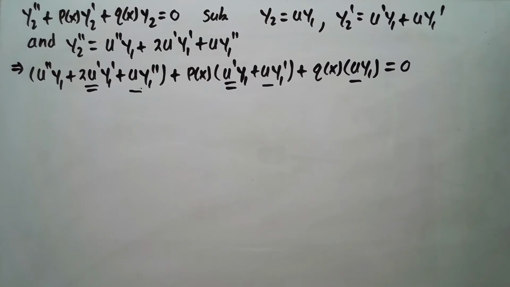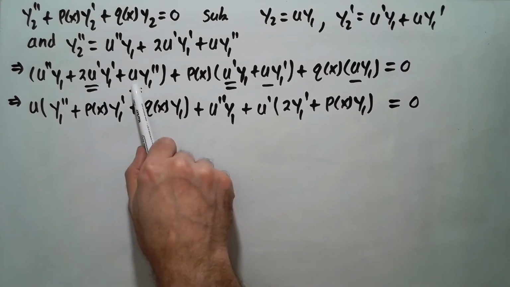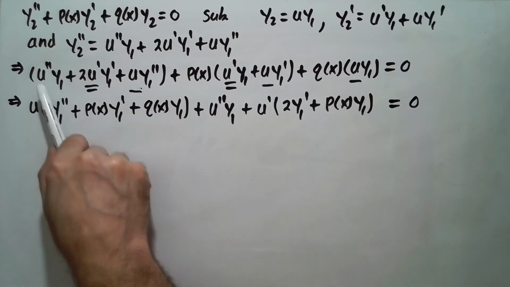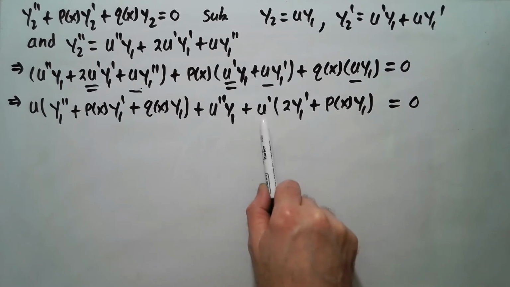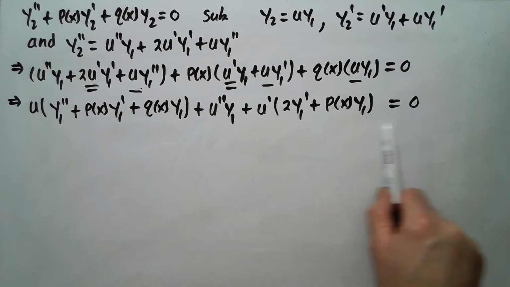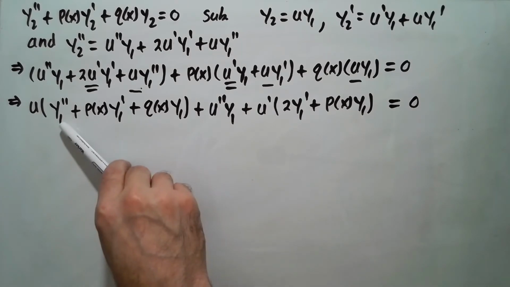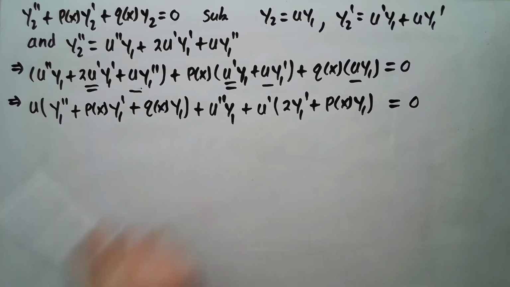Okay, so let's do that. So combining those, we get the following. Okay, so rearranging, we get this then. So I pull the u out of this term, this one, and this one. So I got this. Then I also have the u double prime y1 left here. And then I pull the u prime out of this term, and I get this. So I'll have this. And now note here that this part here is 0 because that's just our differential equation evaluated at y1. So this guy is 0.